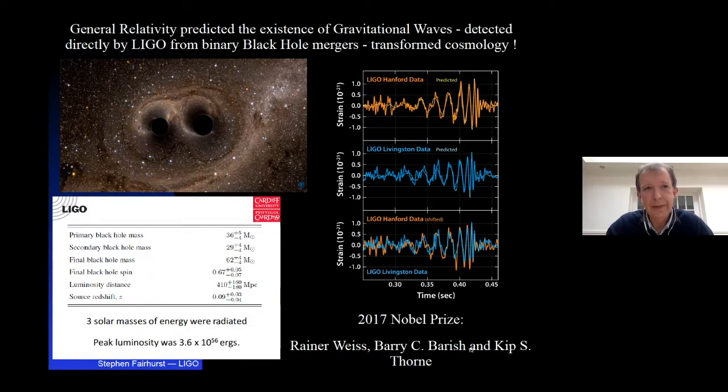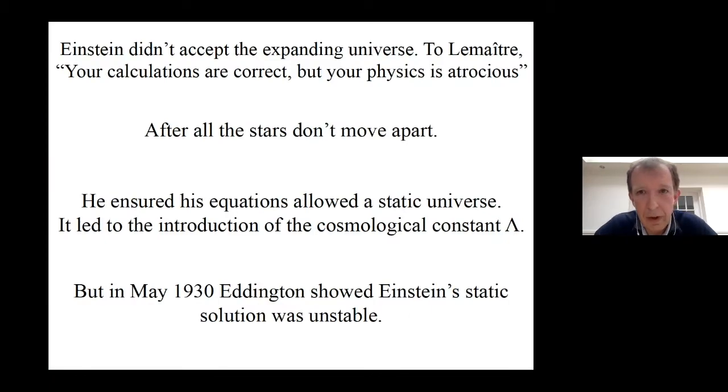Let's go back to Albert and his view on the expanding universe. He hated Lemaître's calculation. He said to him, "Your calculations are correct, but your physics is atrocious." After all, he just knew about the Milky Way. In the Milky Way, the stars don't move apart. Every night, the stars are in the same relative position to us. So he accepted the calculations, but said the physics isn't right. So what he did was he modified his calculations by introducing this extra term called the cosmological constant, which allowed him to have a static universe, a universe that wasn't evolving. But it was unstable.